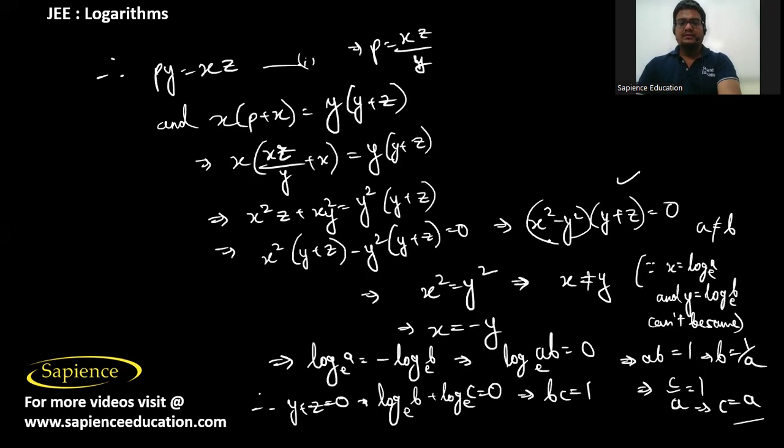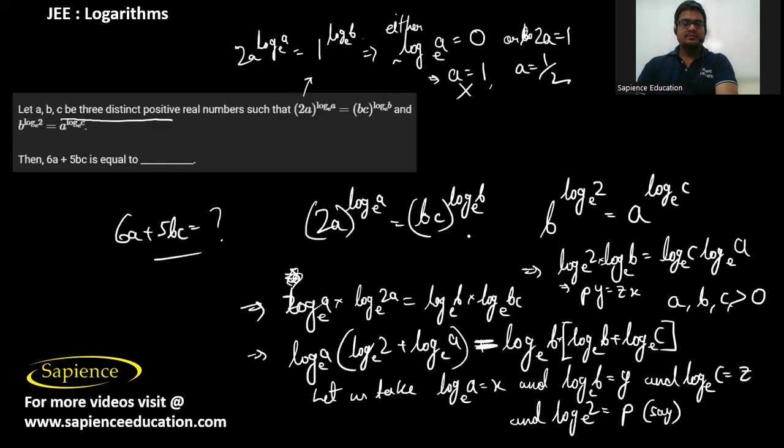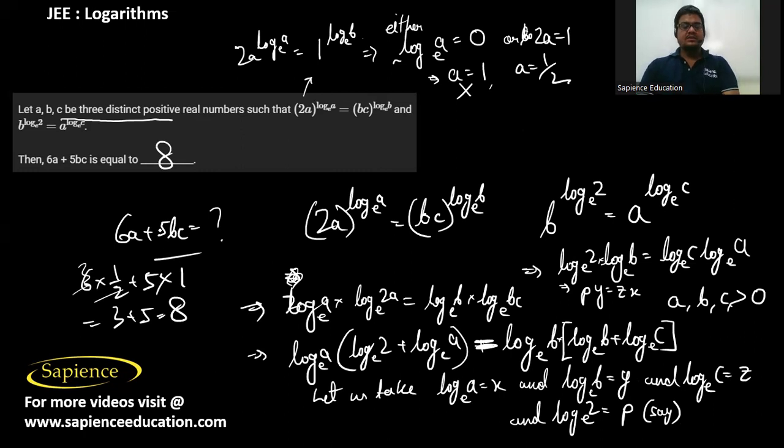So if a equal to half, then b should be equal to 2 and c should also be equal to half. bc equal to 1. 6a plus 5bc will be 6 into a, which is half, plus 5bc, which is 1. So this is 3 plus 5. So 3 plus 5 is equal to 8. So the value of 6a plus 5bc will be equal to 8.